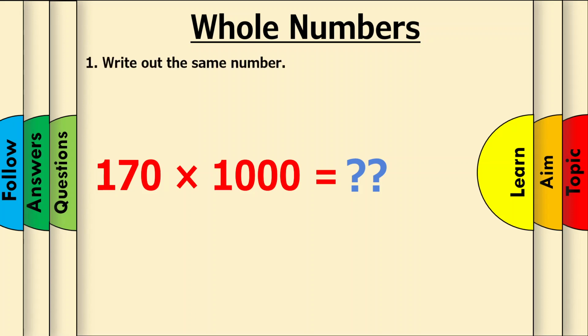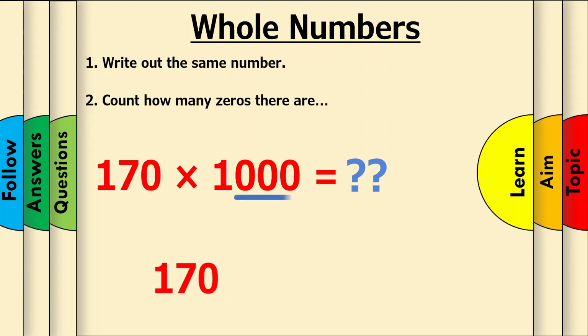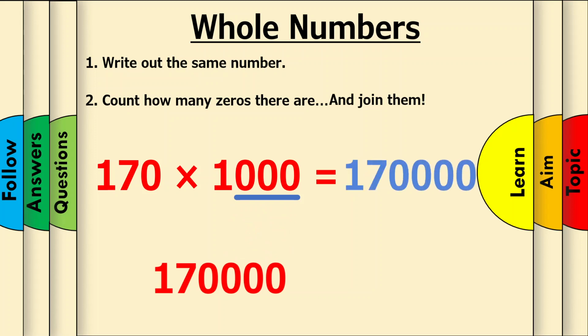First, write out the same number, in this case 170, below. Now, count how many zeros are in the other number. In 1000, there are 3 zeros. Join this to get the answer, which is 170,000.